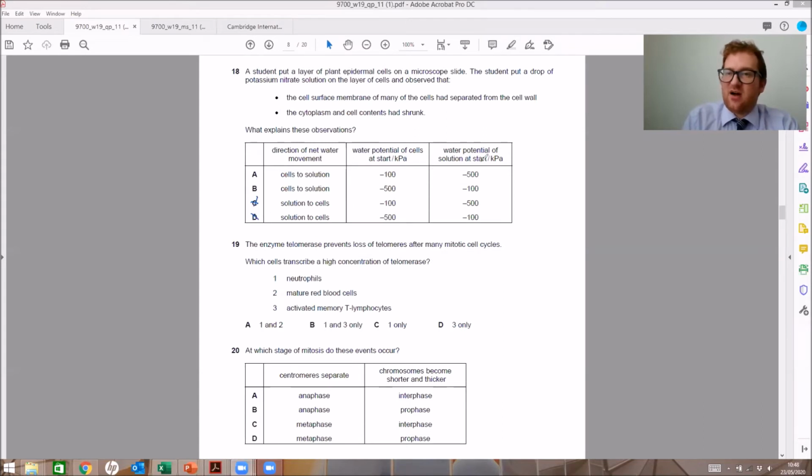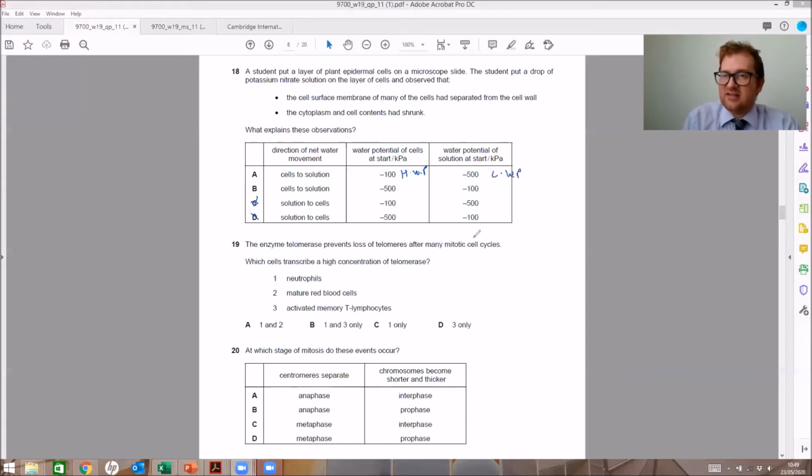Now, the confusing part for some people is that there are negative numbers here. So we have the starting water potential of the cells and the starting water potential of the solution. Now, technically, minus 100 is a higher water potential than minus 500.